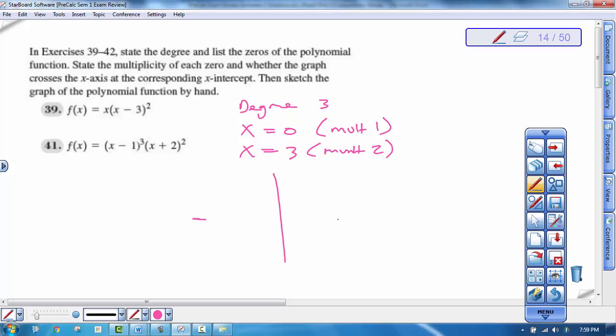So when I go to graph this, it's a degree 3, I know the zeros are at 0 and 3. Even multiplicities means the function hits and turns around, while odd multiplicities mean the function changes signs. So what this must look like is a basic odd function, cubic function, where it touches this even multiplicity at 3 and turns back around. So there's a rough sketch of 39, and you can check this in your calculator as well.